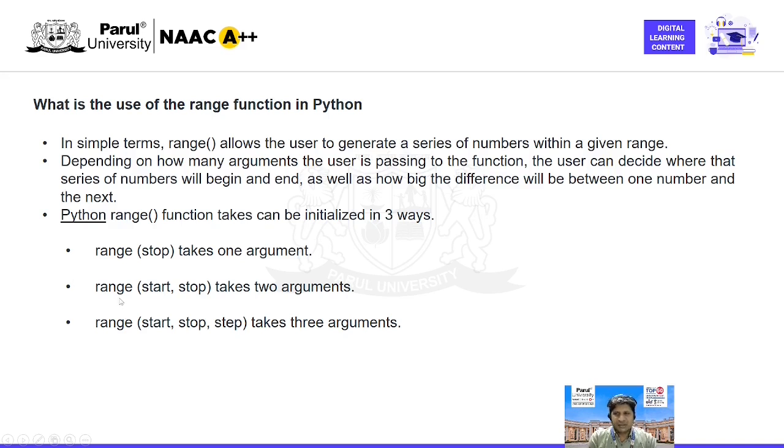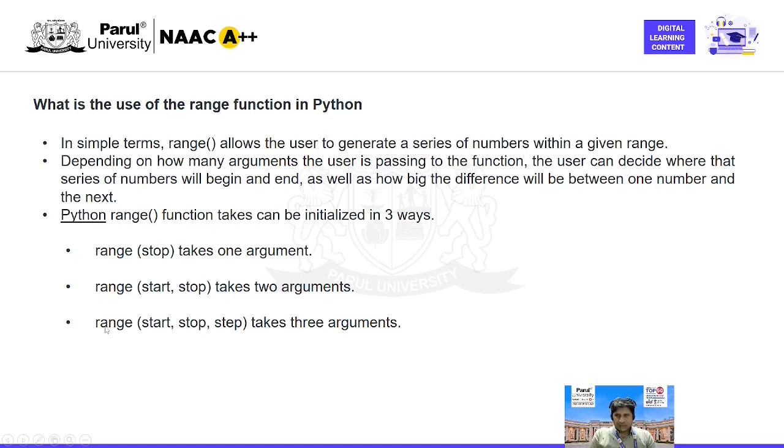The second one, range function with start. In this type of calling we provide two values, the start value and the stop value, so it takes two arguments. It means the start value whatever you provide and the stop value whatever you provide, but the third one, that is step, is taken as default, and the default value of the step is 1. So it prints the sequence of series in between start value and stop value.